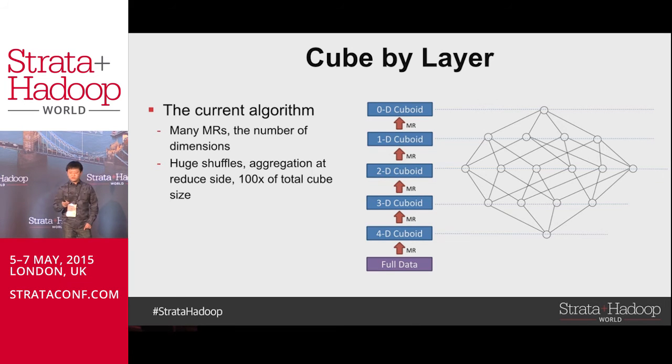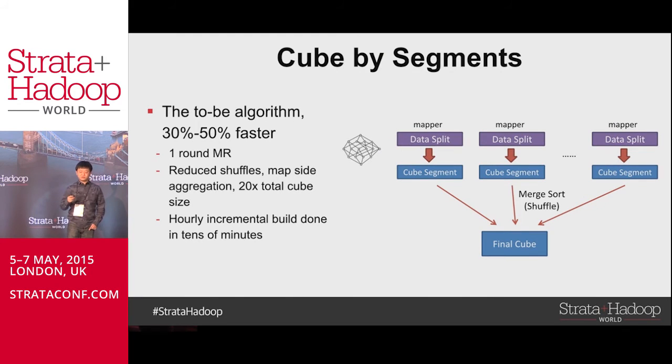The second reason is the size of shuffling. The current algorithm does the aggregation at the reduce side. That means for every cuboid, its immediate parent will emit the non-aggregated records to it, which get transferred over the network, and then the aggregation happens at the reduce side. In our sample data, typically the total shuffling size of a cube build will be about 100 or even 1,000 times the total cube size. So that's a big cost.